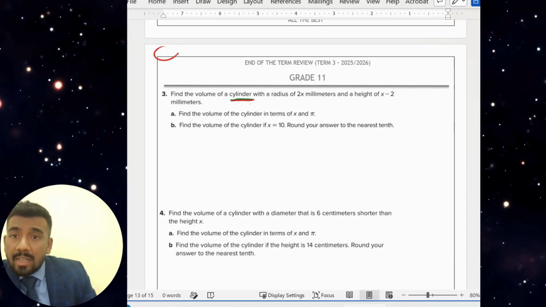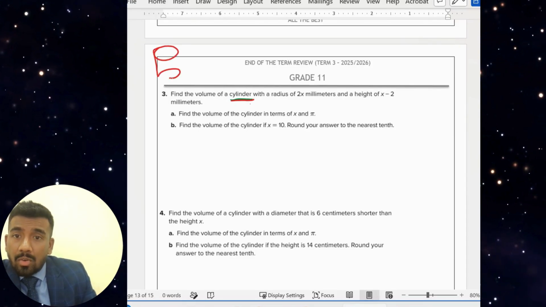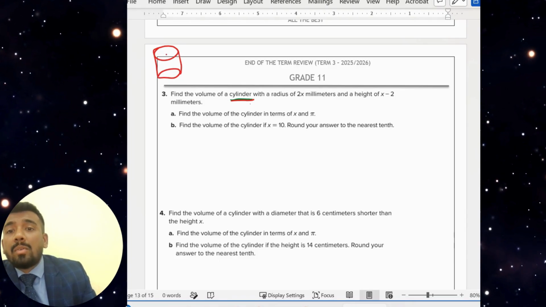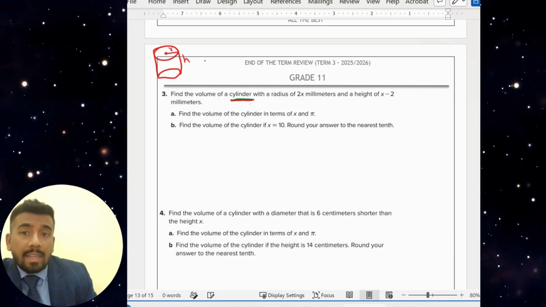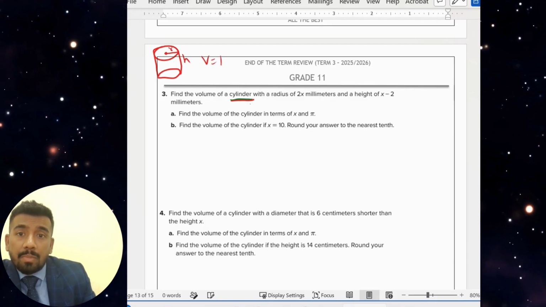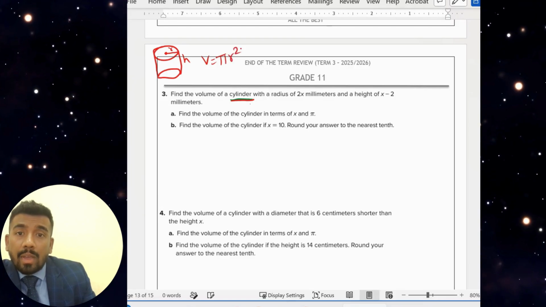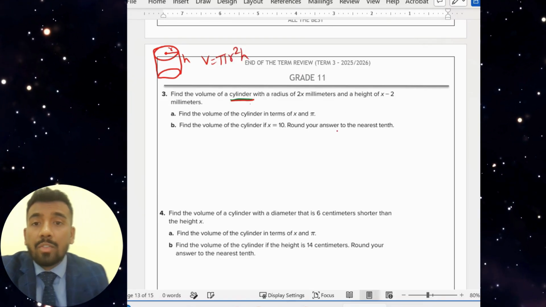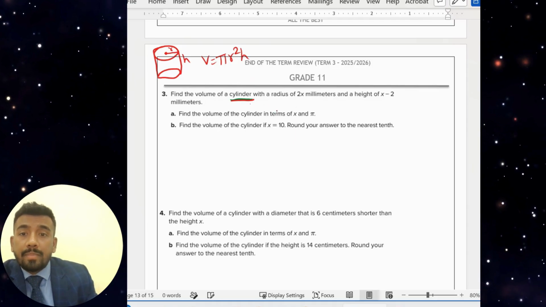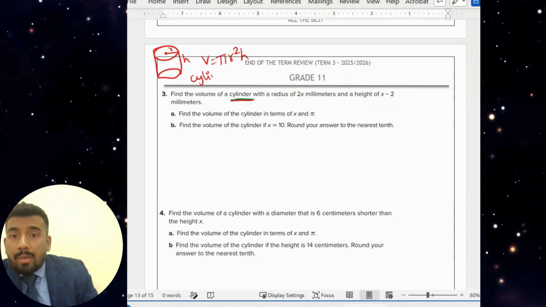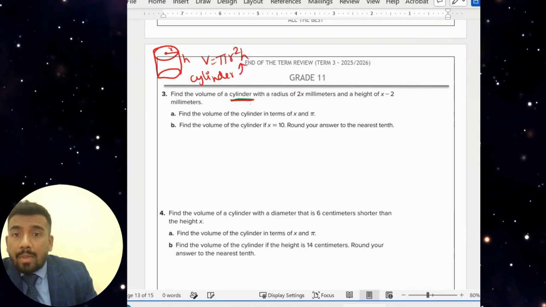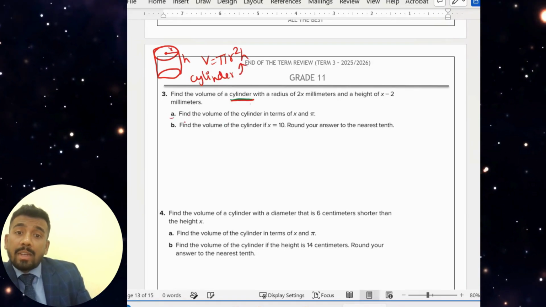So, what is a cylinder? A cylinder is like your Pepsi, Coke can or the Mountain Dew can. So that's a cylinder. It has a radius and it has a height. So what's the volume? It is pi r square h. So that's the volume of a cylinder. Remember that cylinder volume.